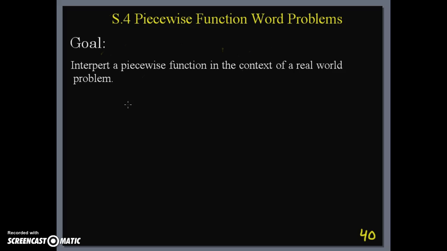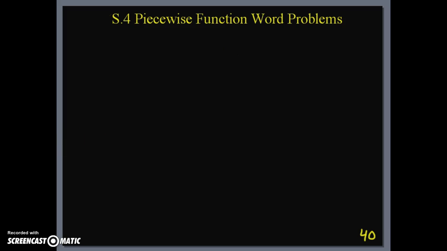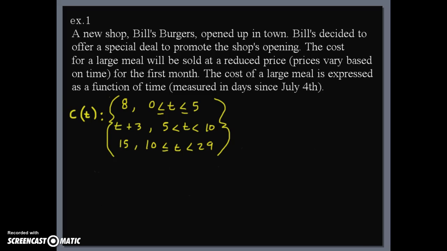We know how to calculate and evaluate functions. We learned that in the previous lesson. So today we're going to interpret a piecewise function in the context of a real-world problem. There aren't any key terms today because we've already identified what a piecewise function is. So we can go ahead and get into the first example.